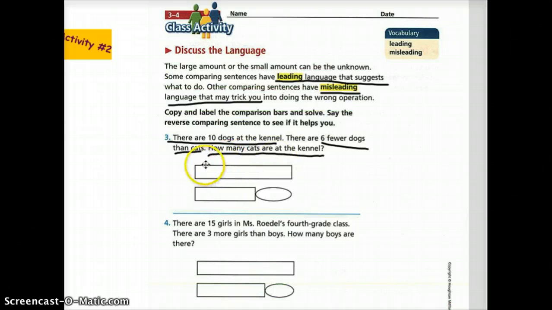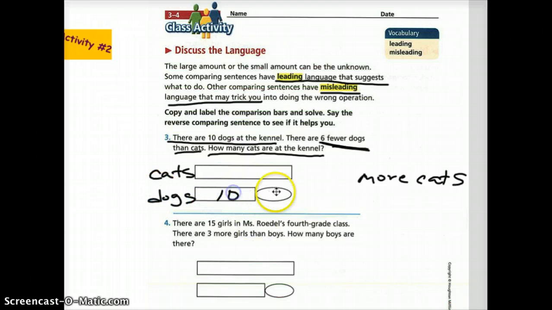Okay, so are there more cats or more dogs? There are more cats. How do you know? I know that because it says 6 fewer dogs. So then my problem looks like cats are the longer bar, dogs are the shorter bar. There are 10 dogs, and there are 6 fewer, so that's my difference.